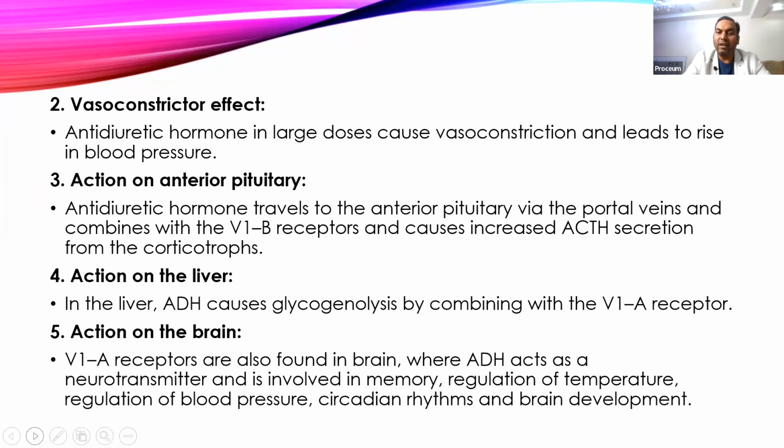Then come to its action on the anterior pituitary through the V1b receptors. This antidiuretic hormone acts on the anterior pituitary and causes increased ACTH secretion, which is released by cells called corticotropes. This ACTH will act on the suprarenal gland and increase secretion of glucocorticoids. ADH also acts on the liver and causes glycogenolysis by acting on V1a receptors, increasing glucose release into the blood.